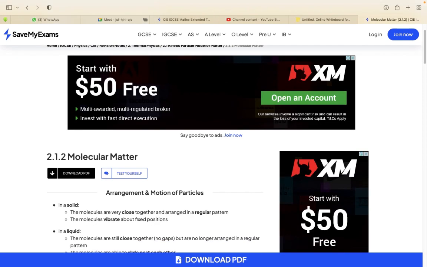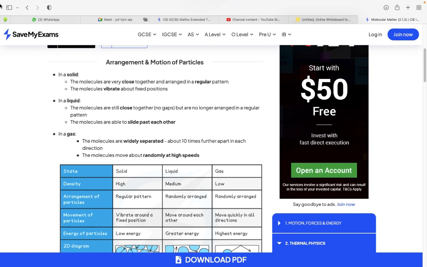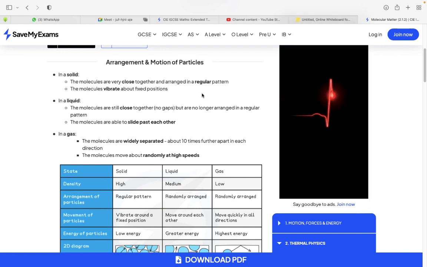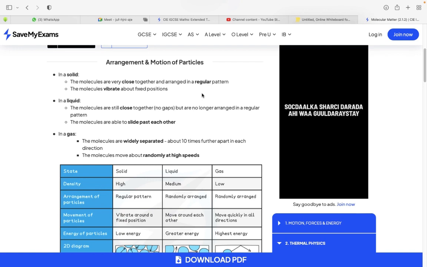Now let's go to the molecular matter. Let's talk about the same thing we've talked about, but in terms of molecules. First, let's look at the arrangement of molecules and motion of particles, starting with solids. In solids, the molecules are very close together and arranged in a very regular and fixed pattern. The pattern is very systematic. You see this molecule, the next one, the arrangement is very organized. The pattern is very definite.